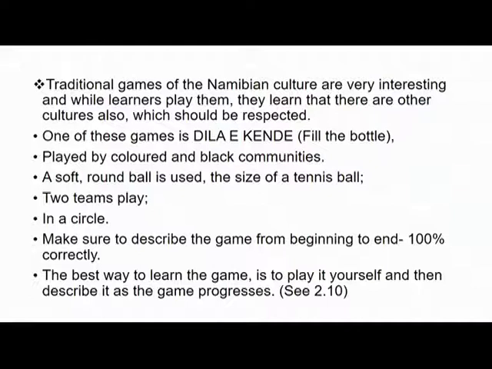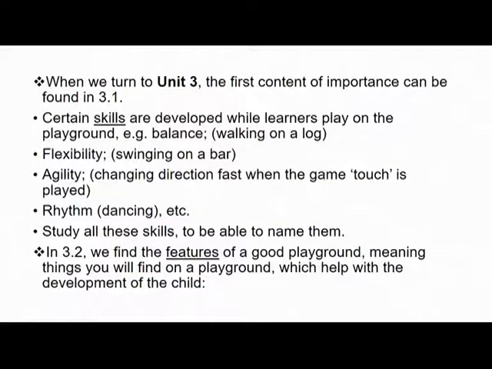See 2.10 for that. When we turn to Unit 3, the first content of importance can be found in 3.1. Certain skills are developed while learners play on the playground. For example, balance when they walk on a log, flexibility when they swing on a bar, agility, changing direction fast when the game touch is played, rhythm when they dance, etc. Study all these skills to be able to name them.